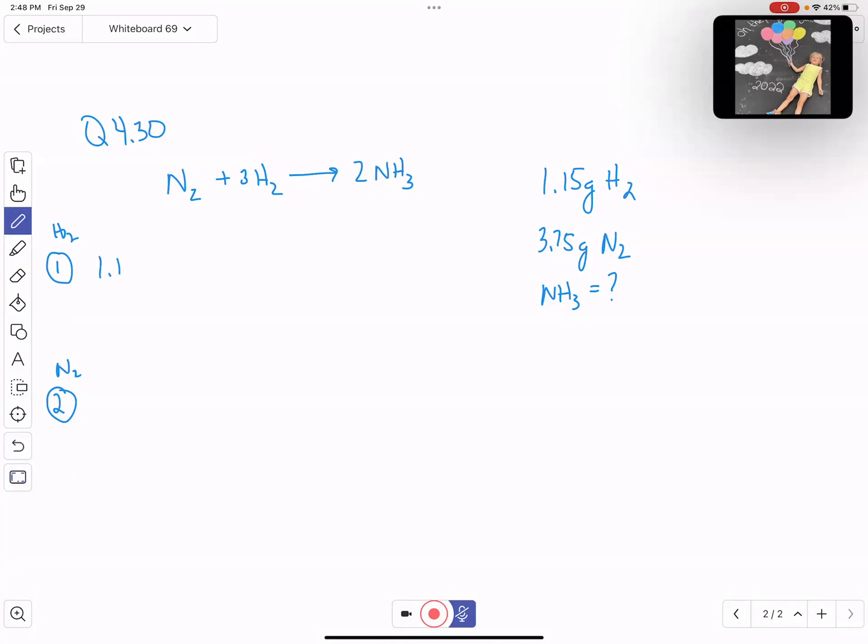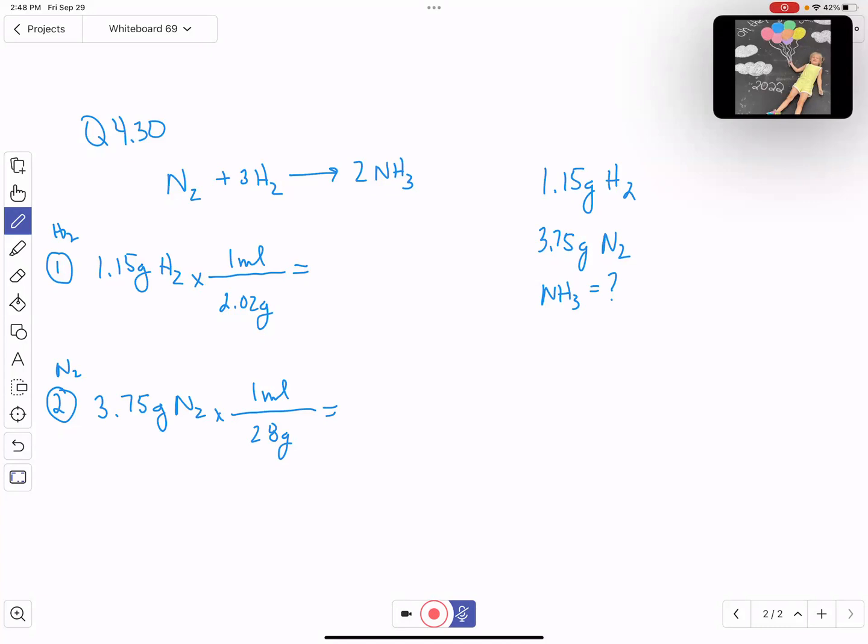All right, I've got 1.15 grams of hydrogen. I know the molar mass, 2.02 grams per mole. And I want to do the same thing with nitrogen, 3.75 grams of nitrogen, right? And nitrogen is 28 grams per mole. So we can find the moles of both of those.